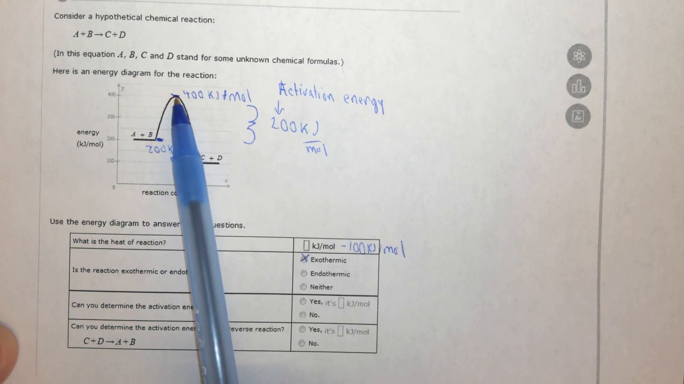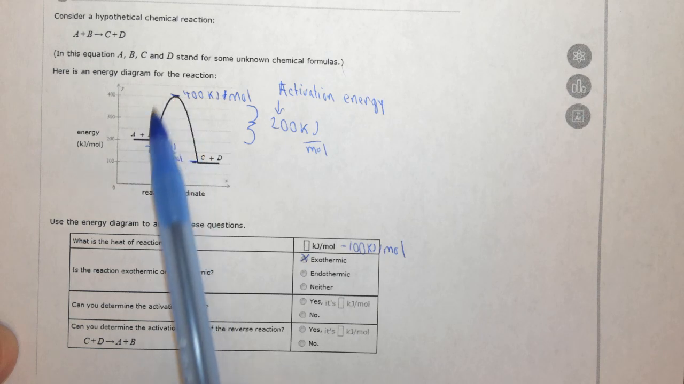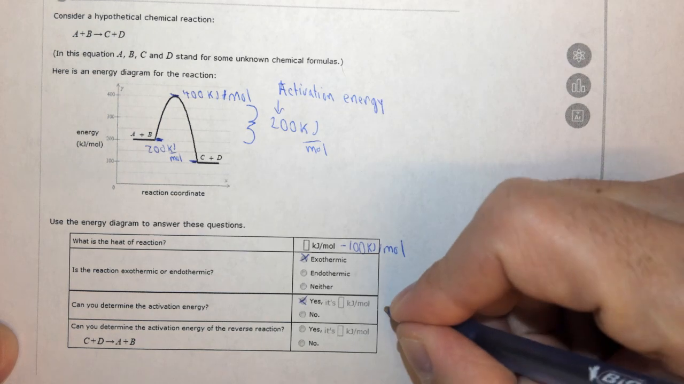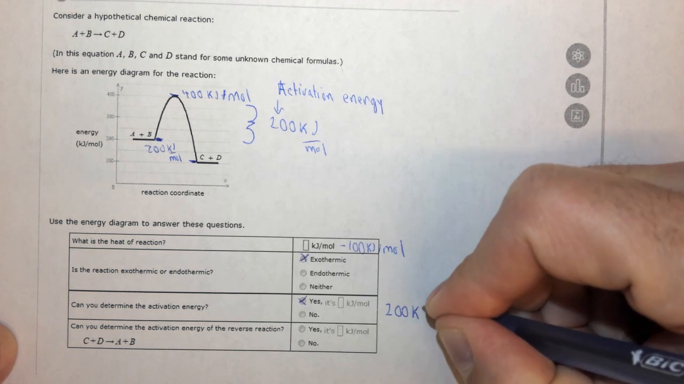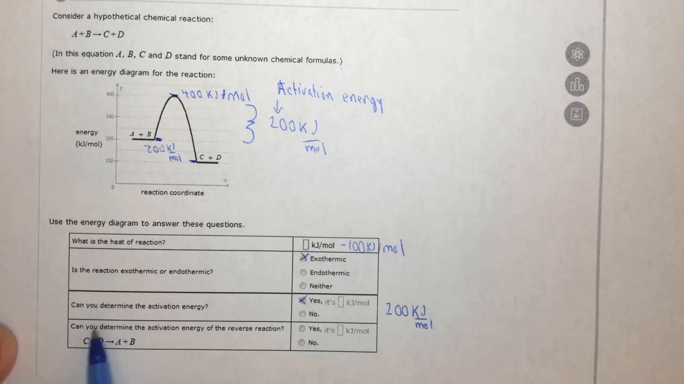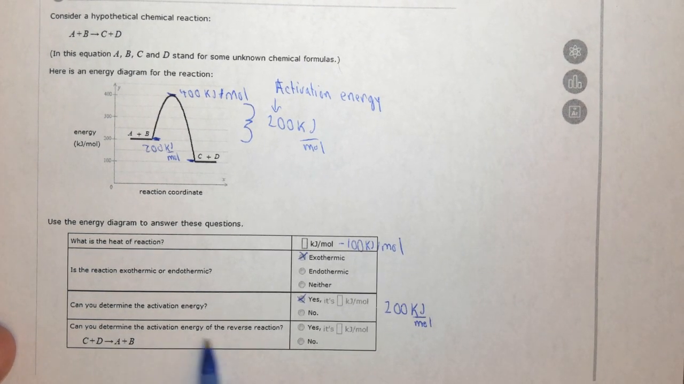So to review, the activation energy is the energy difference between A and B and the highest peak, which is at the transition state of this reaction. So this is the activation energy here. So yes, we can determine it, and it is 200 kilojoules per mole, the difference between those two values. Can you determine the activation energy of the reverse reaction?